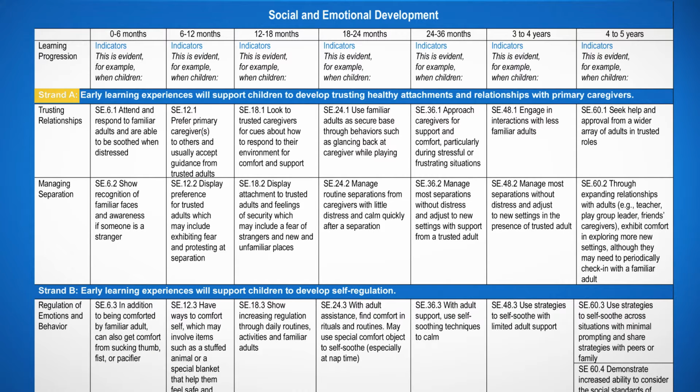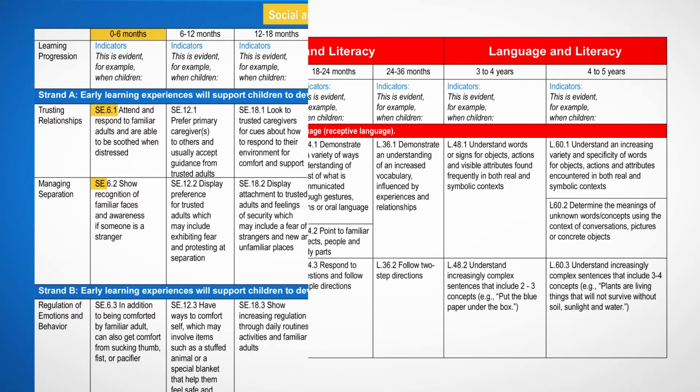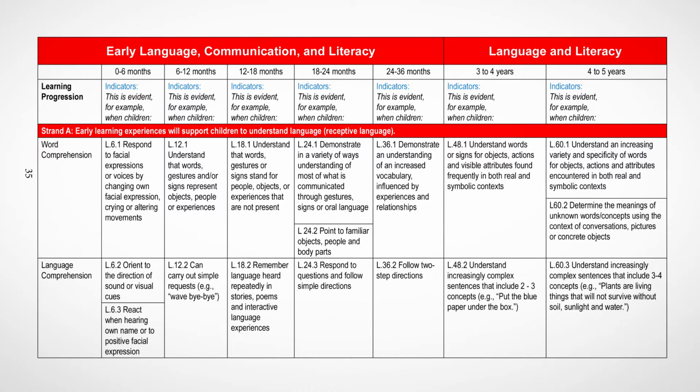Numbering. Each strand within a domain is assigned a letter designation. The indicators are numbered, using an abbreviation for the domain name, the number corresponding to the age in months at the end of the age range, and the number of the indicators in sequence for that age range. For example, L24-3 refers to the third indicator for the 18 to 24-month range in the language and literacy domain. The CT ELDS are grouped into age ranges, with the indicators representing skills, dispositions, or knowledge typical for the end of the age range for each progression.